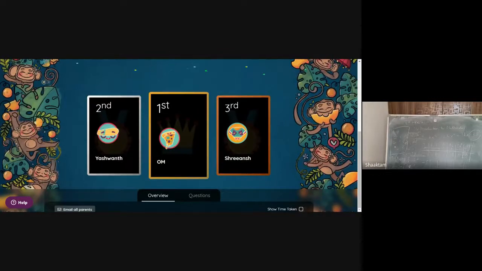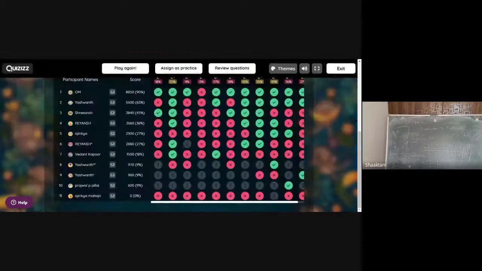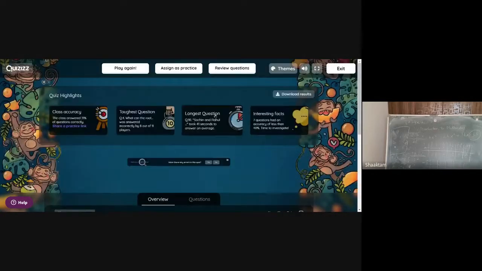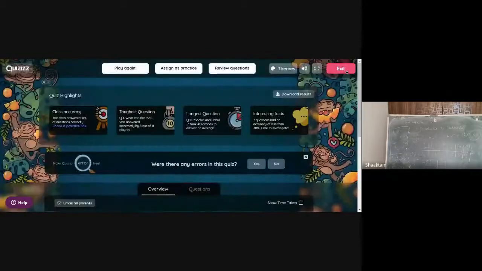I'll discuss one or two questions. The leaderboard shows third Shreyan, second Yashwant, and first is Om. Now let me see which questions were not answered correctly. What can the roots of a quadratic equation be called? Zero, solution, or x-intercepts. This was a tick box question. You had to not only select one of them, but select all of them.